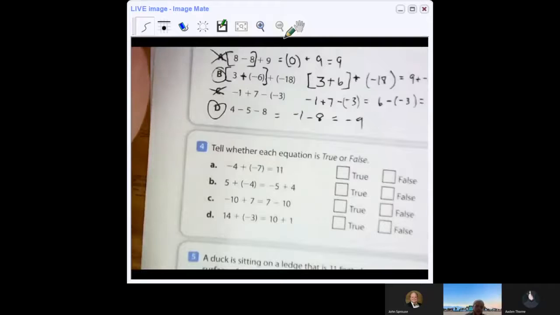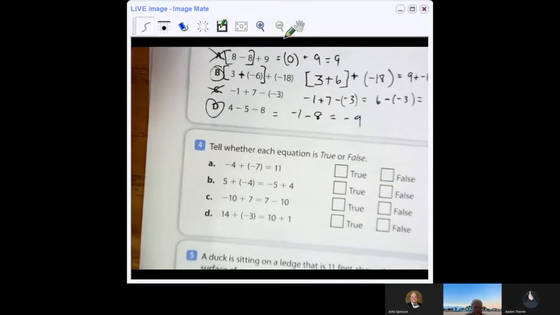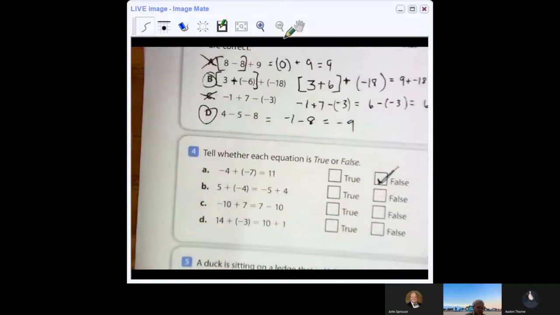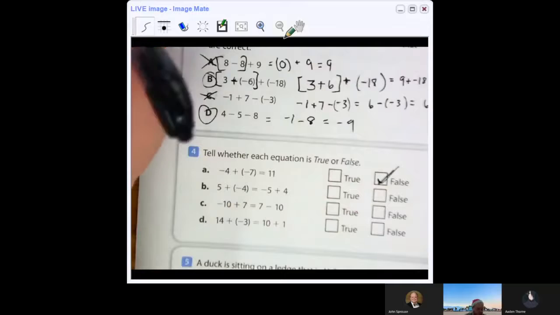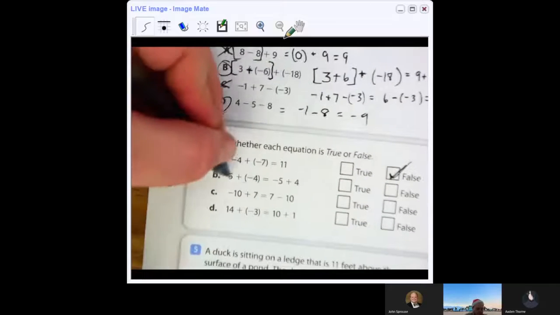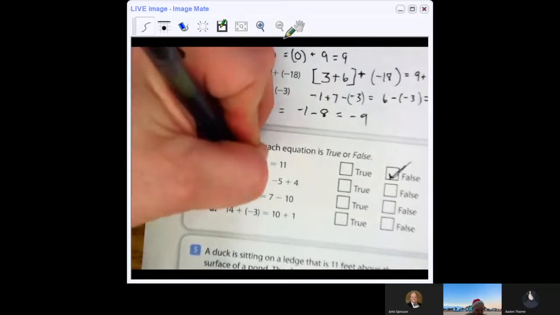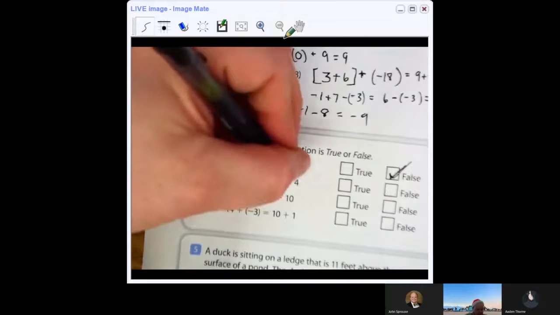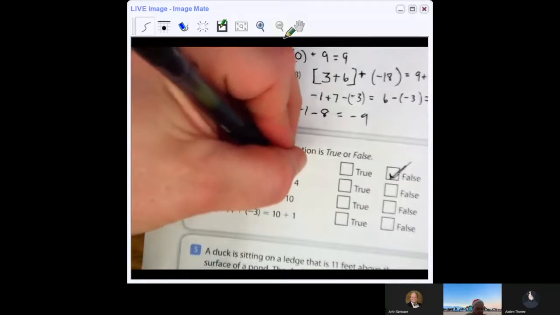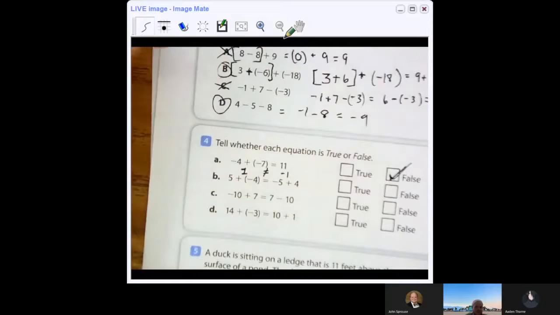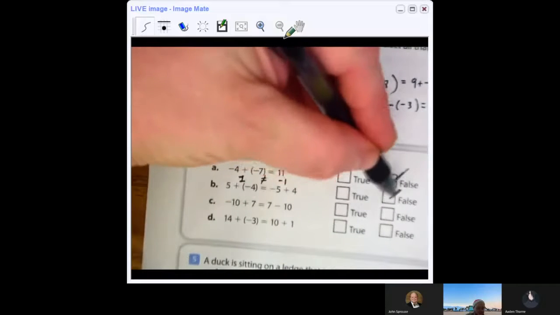I have negative 4 things, and then I add another negative 7 things. Would I get a positive thing out of that? No. Because two negative numbers, when added together, will always give me another negative number. Now it's 5 plus negative 4. That's 1. Negative 5 plus 4 is negative 1. Negative 1 is not the same as 1, thus B is false.